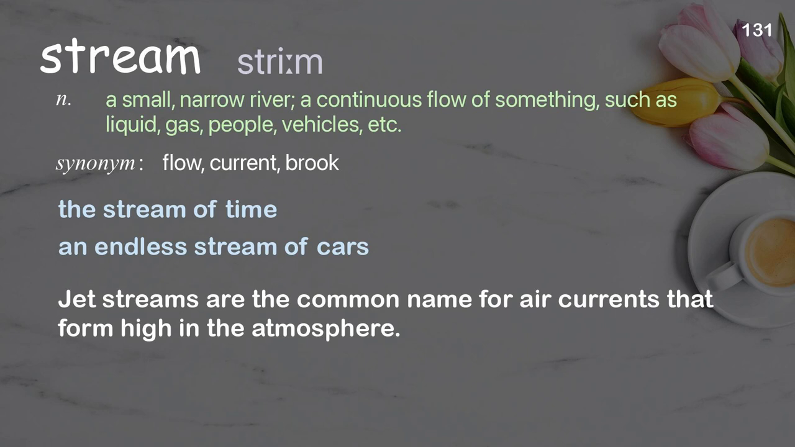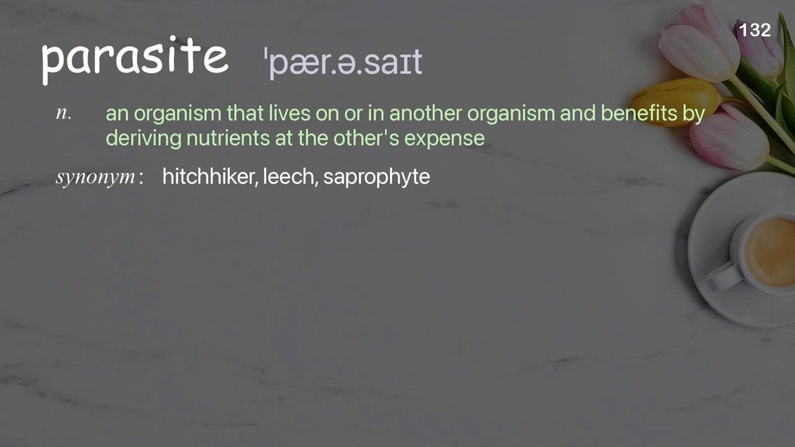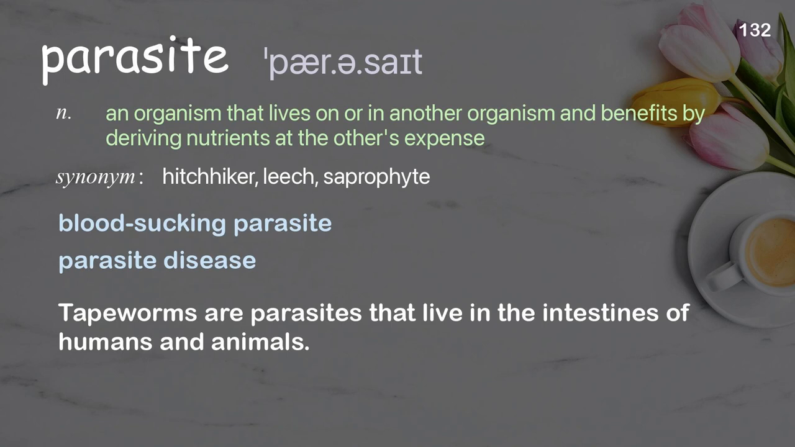Parasite: an organism that lives on or in another organism and benefits by deriving nutrients at the other's expense. Examples: blood-sucking parasite, parasite disease. Tapeworms are parasites that live in the intestines of humans and animals.